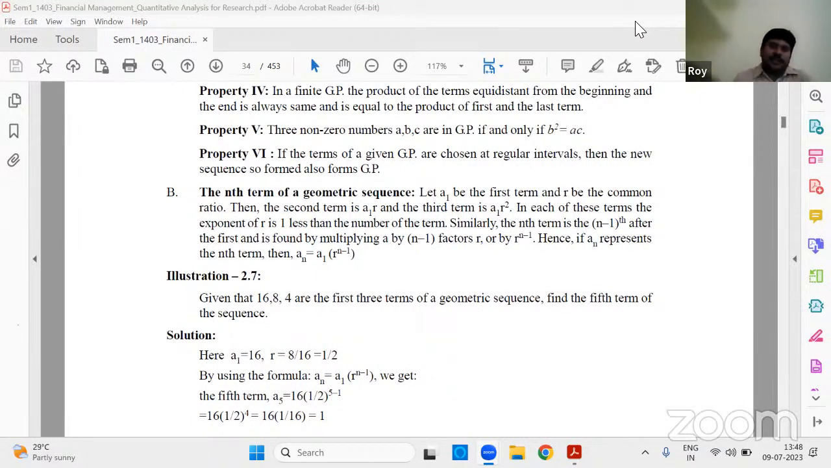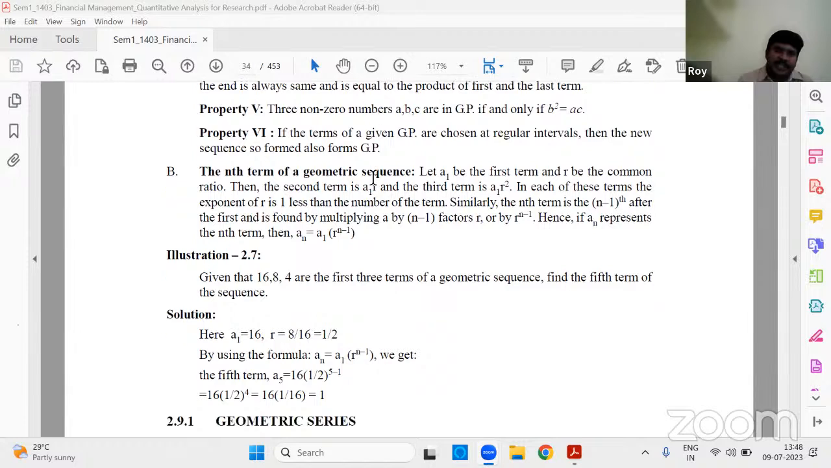What is job? With the preceding number, you divide with the preceding number, you get the common difference. And to get the nth term of the geometric sequence, this is the formula. If you see, let's see this sum.